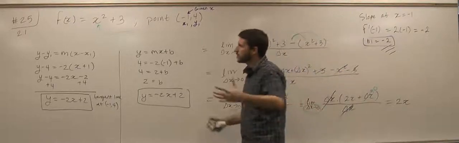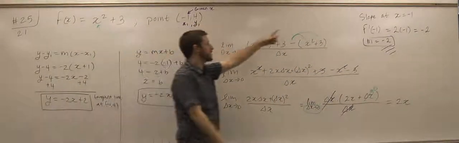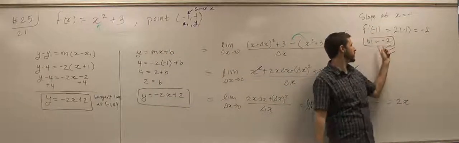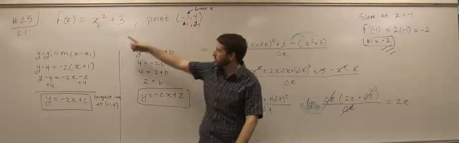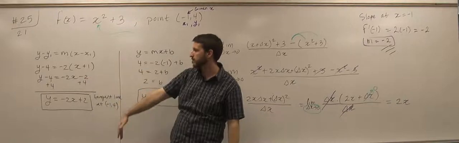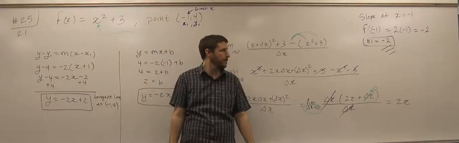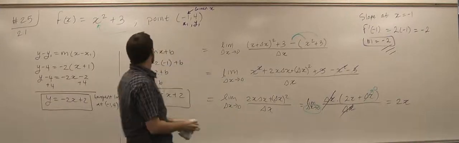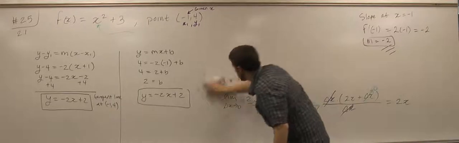So be careful, if it asks for the slope of the tangent line, then you can just plug your x value into your derivative, that'll give you the slope of the tangent. But if it asks for the equation of the tangent line, you have to go one step further and make your equation using point-slope form or y equals mx plus b, or wherever you're doing this.